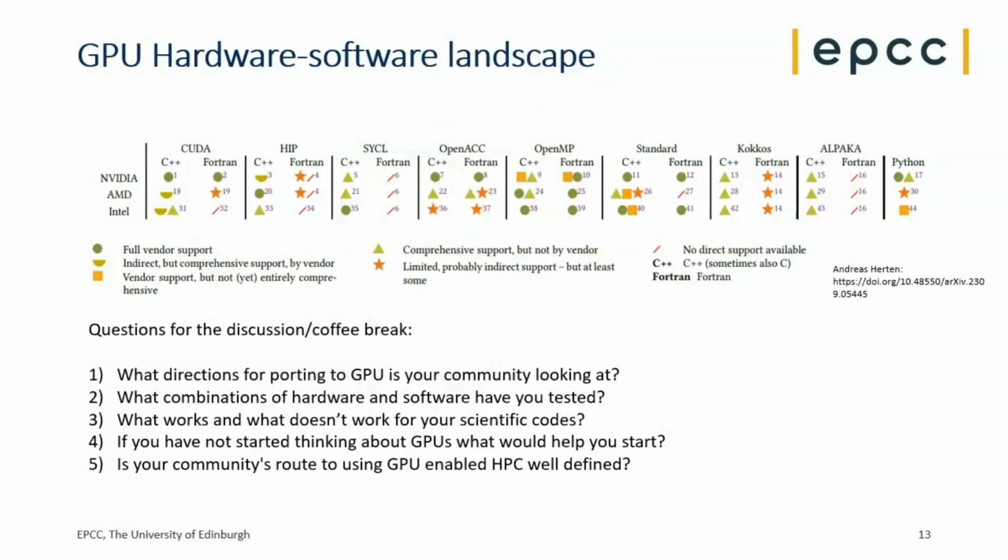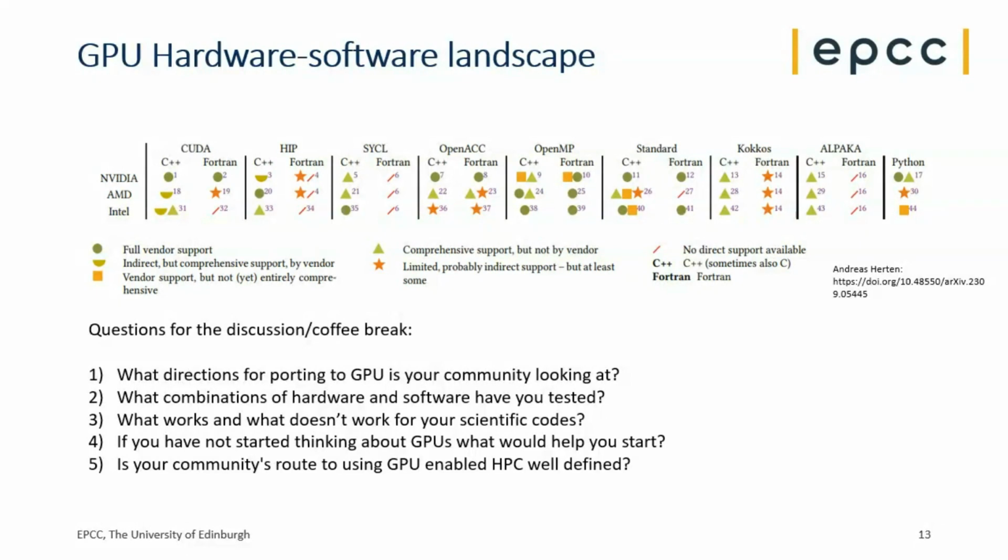And the questions for the coffee break that I thought might be interesting to discuss: what directions are your communities looking at? I know the larger communities are probably already thinking about this, but there are a lot of different types of users on ARCHER2, so how do we support everyone? What combinations of hardware and software have you had a chance to test? You may well have tried CUDA or NVIDIA in the past, but AMD is now on offer on ARCHER2, which gives a bit more breadth to your access. What works and what doesn't work for your scientific codes? We had a discussion yesterday around FFT being appropriate to run on GPUs, and that needs clarity. If multiple communities have the same problem, then that's something we can discuss as a group.